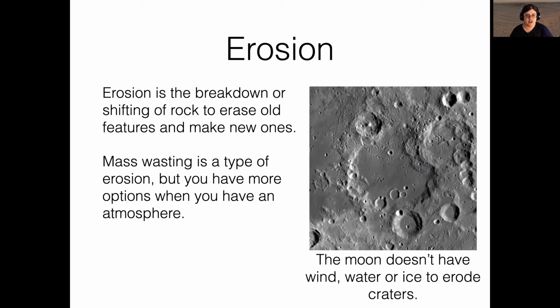So what is erosion? Erosion is the breakdown and shifting of rock to either erase old features or make new ones. Mass wasting is a kind of erosion, and it happens everywhere, but if you add an atmosphere, you have more options for erosion. You don't have to rely on cratering to break apart the rock. In fact, adding the atmosphere means that the micrometeorites that break apart lunar rock don't make it to the surface at orbital velocity, but you have plenty of other things that can do it, such as wind, fluid, in this case, water on Earth, or ice.